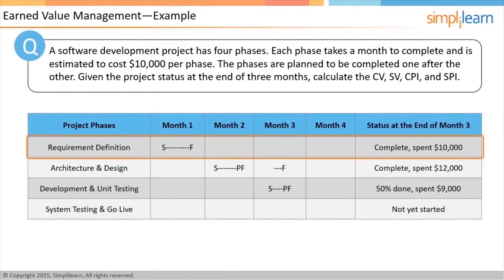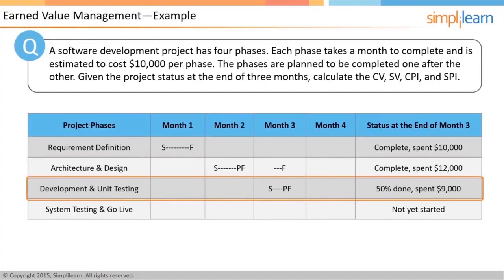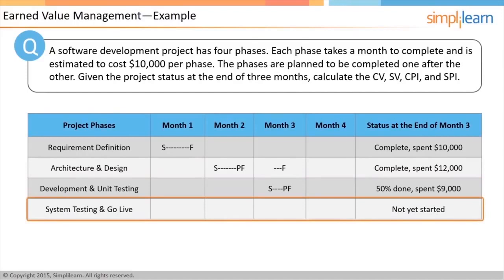Requirements definition is completed and actual spending on this is $10,000. Architecture and design is done and actual spending on this is $12,000. Development and unit testing is only 50% done, though it was supposed to be completed by the 3rd month. It has cost $9,000 to date. System testing and go live has not yet started.